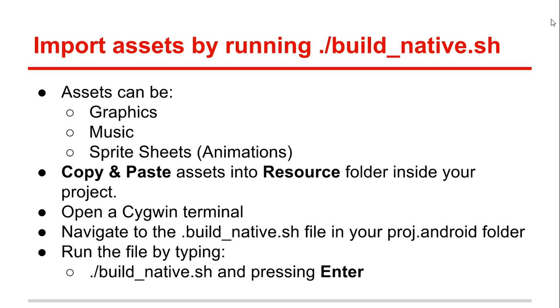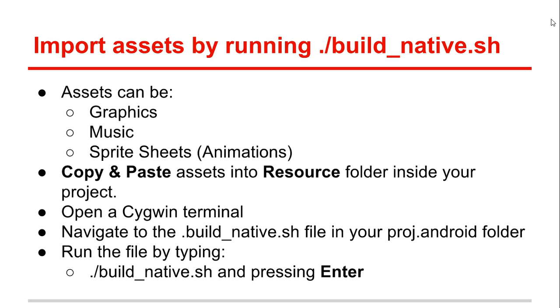for your game. The sprite sheets include the animations that you're going to need for your game. So you need to copy and paste all of your assets for your game into the resource folder inside your project. Then you need to open a Cygwin terminal. Inside the Cygwin terminal, you need to navigate to the ./build_native.sh file in your proj.android folder.